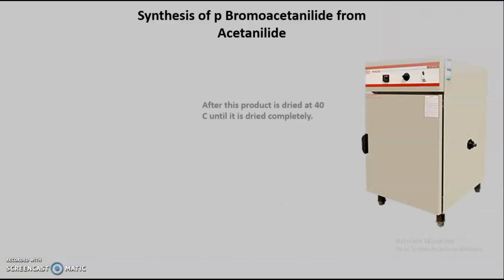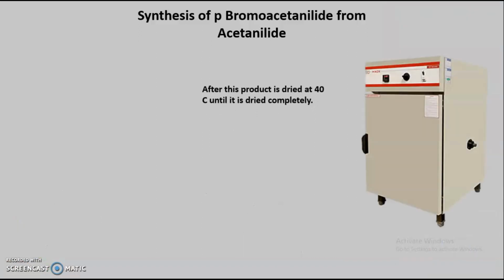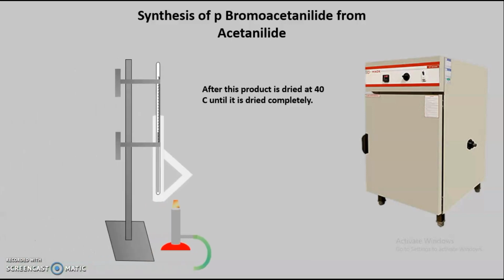Once we have carried out the crystallization of our product, the next step is to perform the drying of the product. The product can be dried at 40 degrees Celsius or a higher temperature in the oven to get complete removal of the water. Once drying of the product is carried out, the next step is to carry out the determination of melting point.